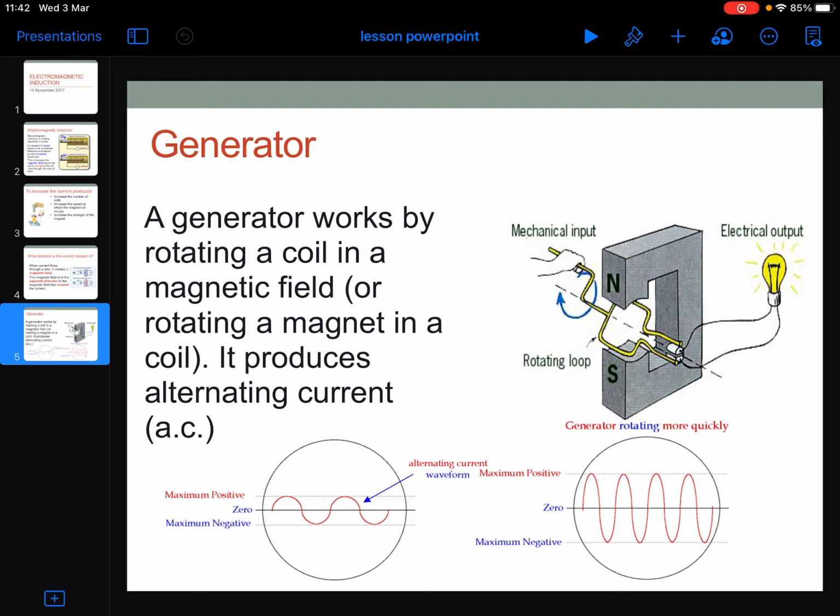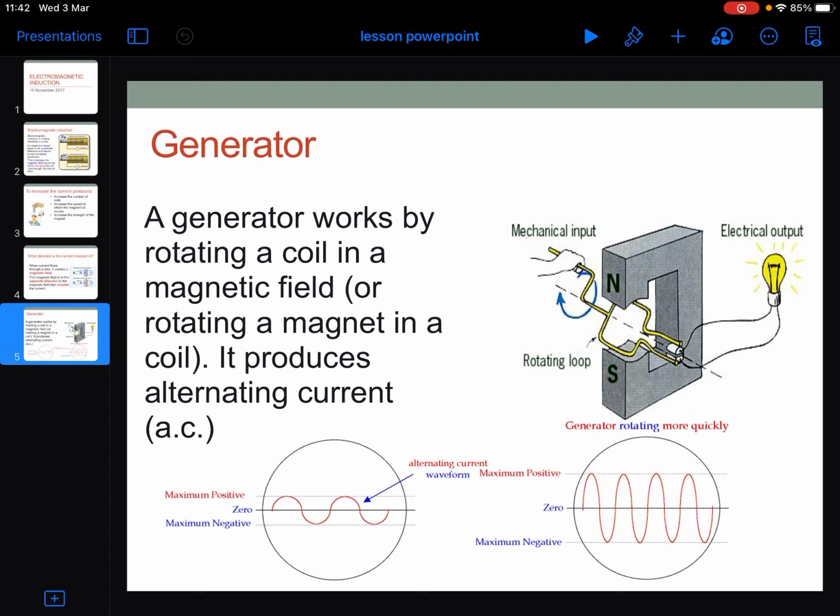Now it is really, really important that you're very clear that in electromagnetic induction, you put movement and magnetic field in. You do not put the current in. That's what you get out. That is our output. People get very confused between the motor effect and this. In the motor effect, you put current and magnetic field in and you get movement out. In this, you put movement and magnetic field in and you get current out. So they are very different.